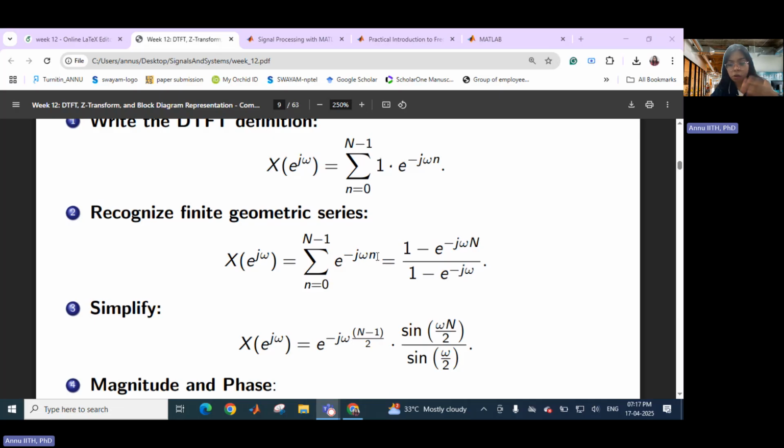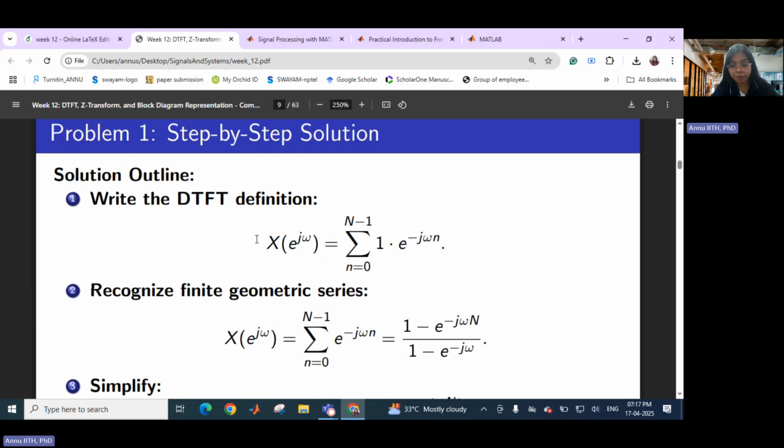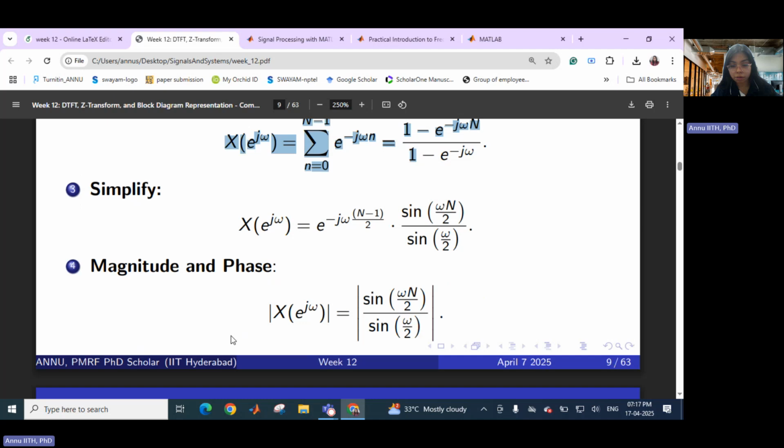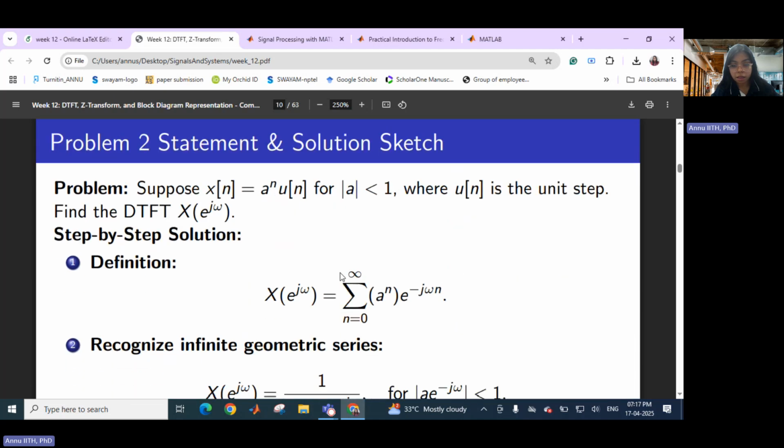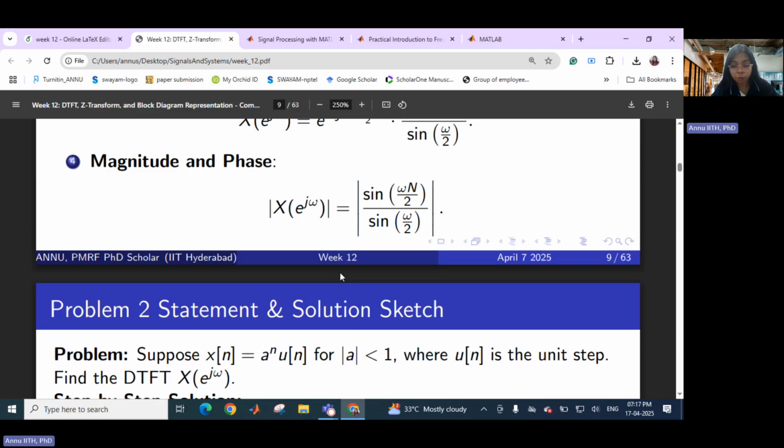So I hope you have gone through these steps. Recognizing the finite geometric series, simplify, magnitude and phase, and we have the DTFT definition. So we have recognized this one, and we finally found this magnitude and phase. So this is problem statement 2. I want you to just see this and try to tell me how to approach.